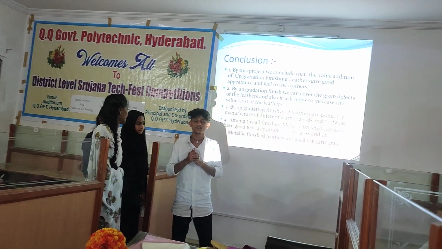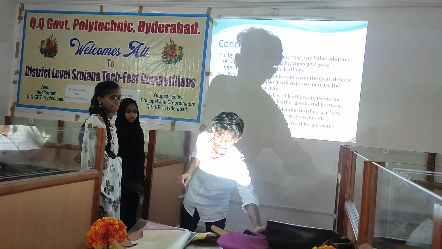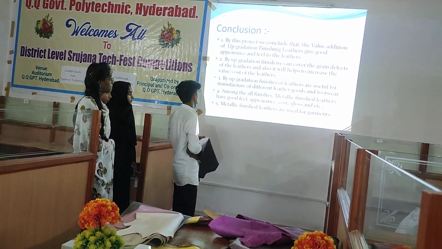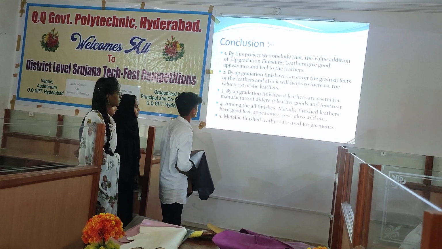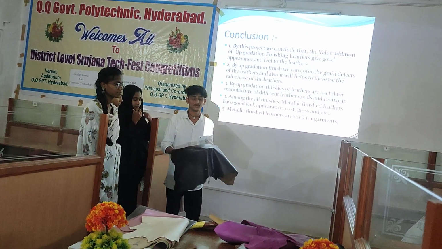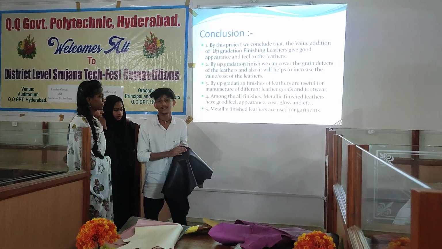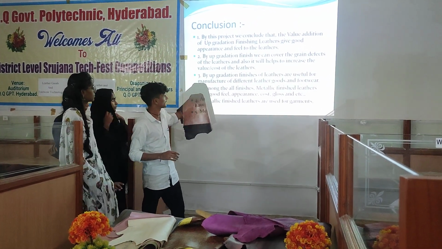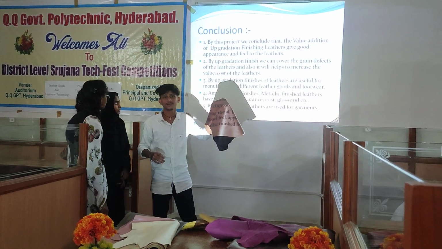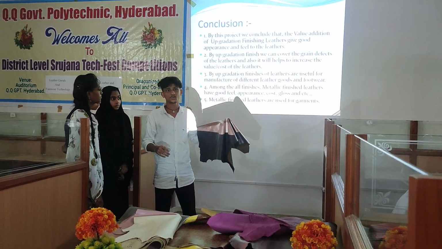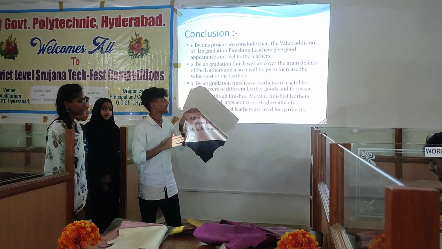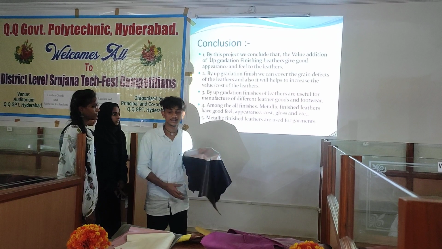It feels good, like a clothy feel. We can do this by upgrading finish. Next, with the upgrading finish, our leathers are useful for manufacture of different leather goods and footwear. By doing upgrading finishes, unusable defective grain leathers are used for many types of leather goods and footwear. Previously, we have seen the images of handbags and shoes like that. We have to use these upgrading finishes to make leather goods.